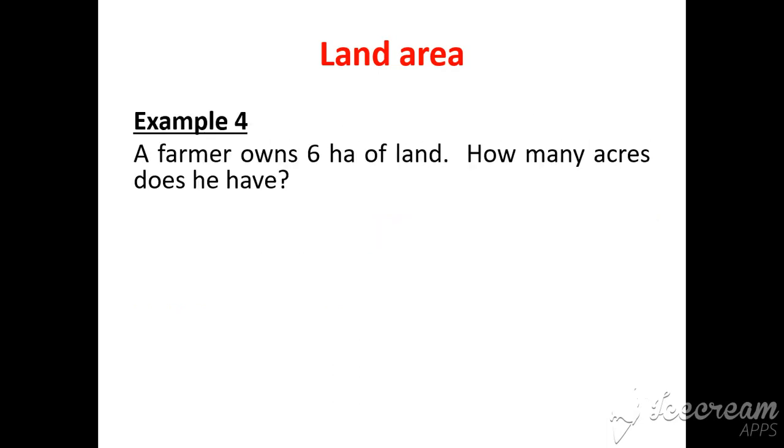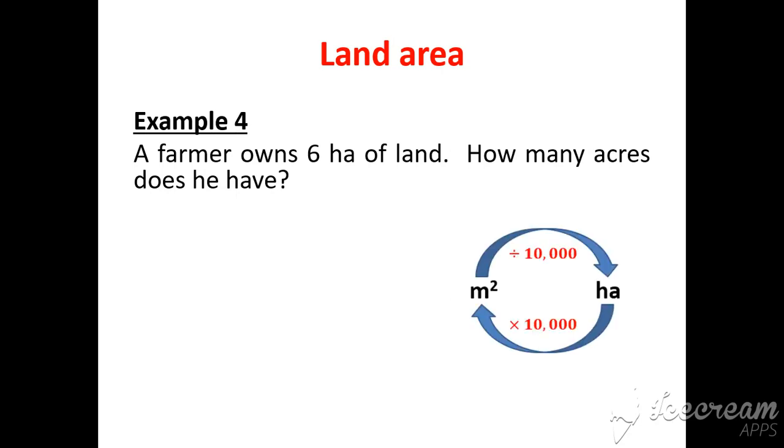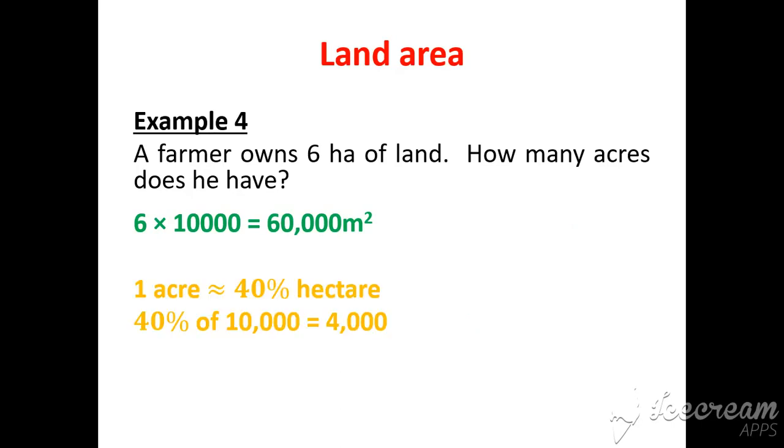So here's a last question. Farmer owns 6 hectares of land. How many acres does he have? Well, first of all, let's change 6 hectares to 60,000 meters squared. Now, 1 acre is about 40%, so if I worked out 40% of 10,000, I'd get 4,000, so an acre is 4,000 meters squared. So all I need to do now is divide my 60,000 by 4,000, and it would tell me I have 15 acres of land.